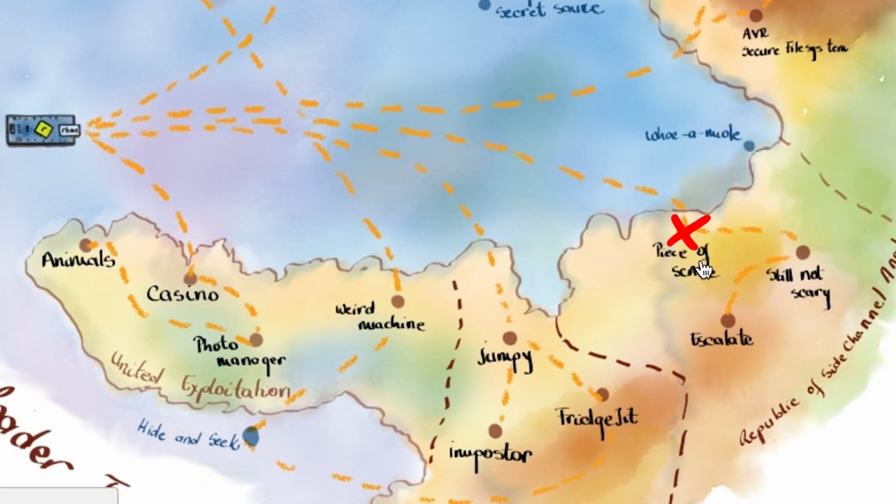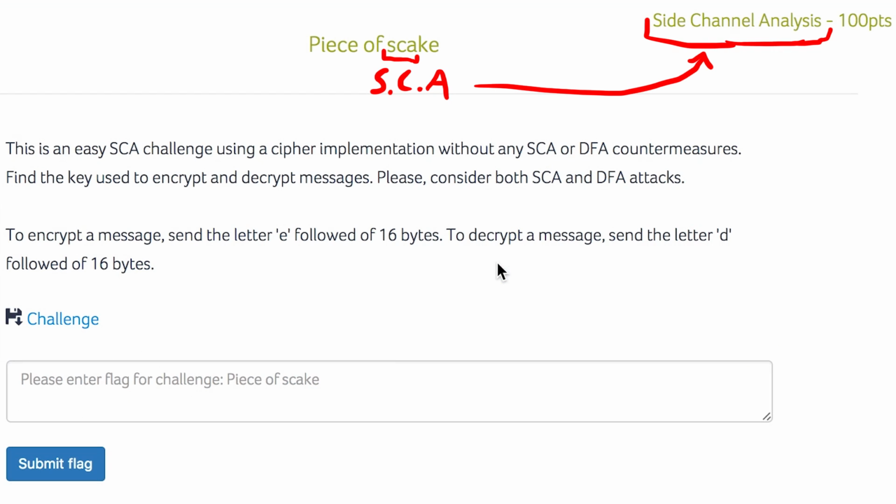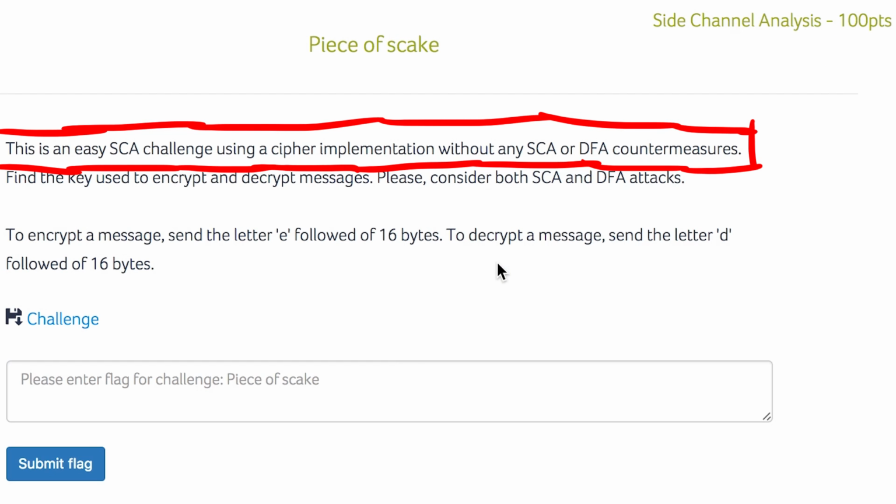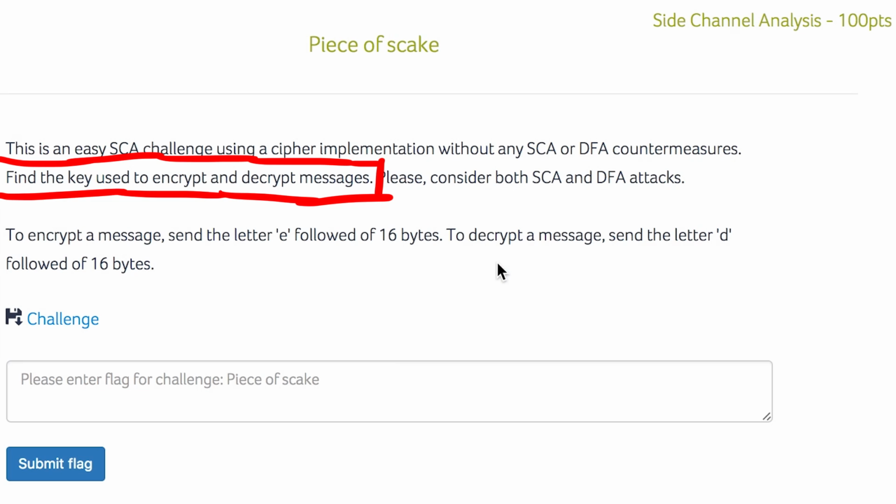Piece of cake, SCA, side channel analysis, 100 points. So this is really a low amount of points, and I do have a lot of opinions about that. You will see. This is an easy SCA challenge using a cipher implementation without any SCA, so side channel analysis, countermeasures. Find the key used to encrypt and decrypt the messages.